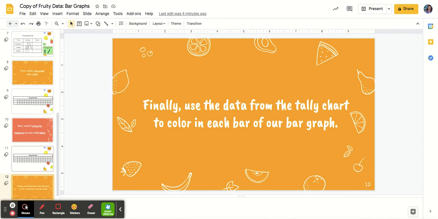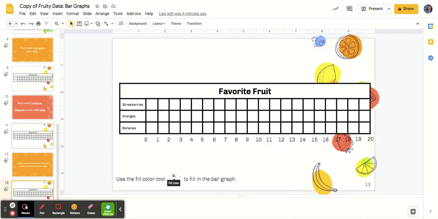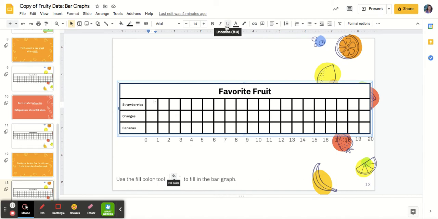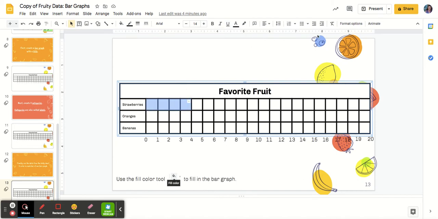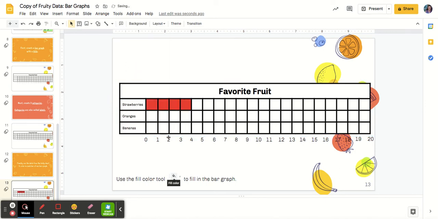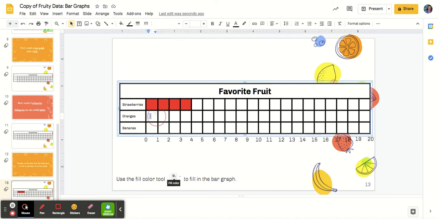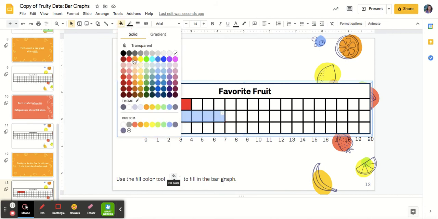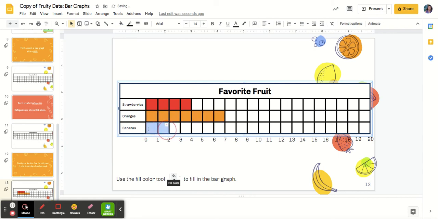Okay. Now I'm going to use that data to color in each bar of our bar graph. So my strawberries had 4 votes. So I'm going to click this box here and I'm going to highlight 4 boxes and change that color to red for our strawberries to show that 4 people voted for strawberries. And then 7 people voted for oranges. So I'm going to highlight 7 boxes, make that an orange color. And then bananas had 2, so we'll make that yellow.